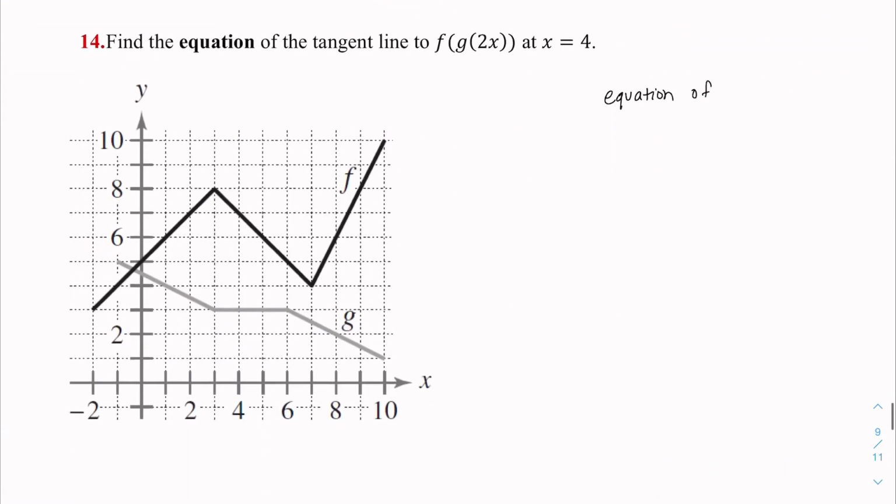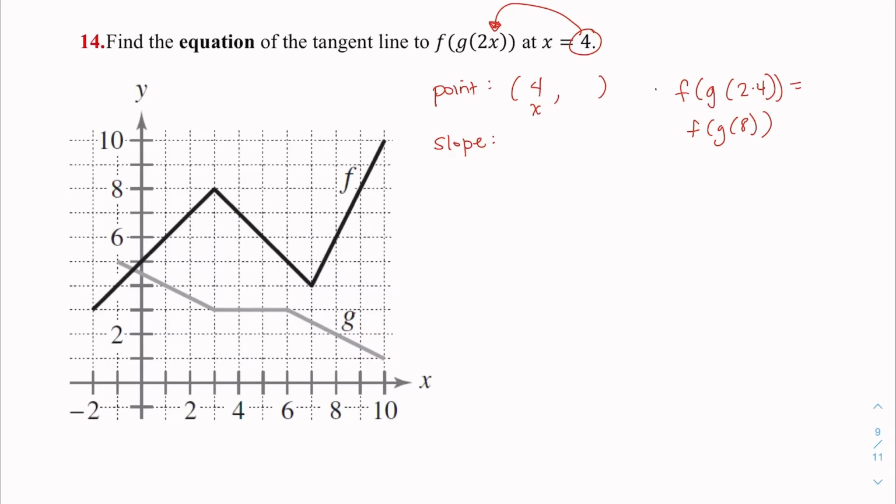All right, let's jump into number 14. It says, find the equation of the tangent line to this function at x equals 4. Since we're finding the equation of a line, we need two things. First, we need a point, and then a slope. So let's find our point first. X is given to be 4, so if we want to find the y value, we're going to need to plug the value right in.